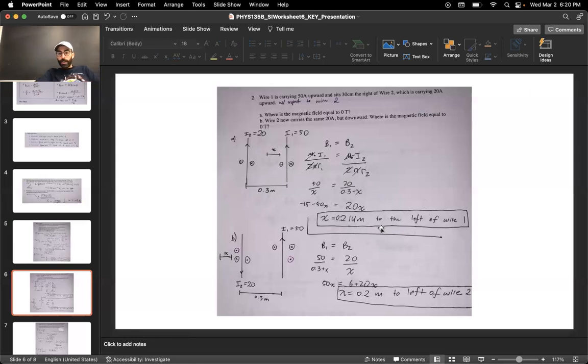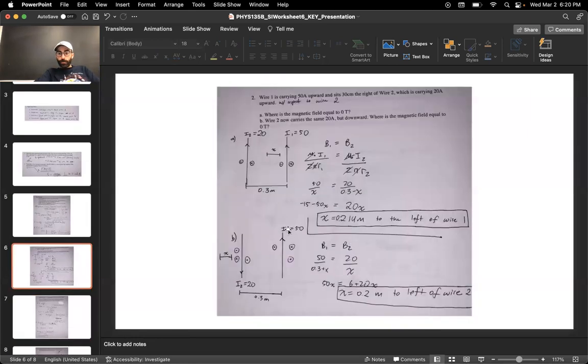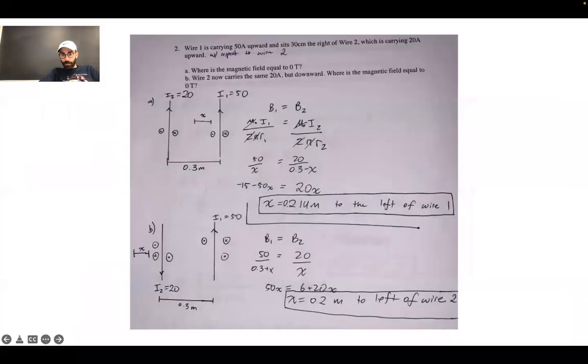Cool, right? And then the same thing right here with this one. Here, I can go back to present actually. But you can still see my mouse, huh? Yeah. Okay, so same thing with this one. Wire 2 now carries the same 20 amps, but downward. Where's the magnetic field equal to 0?